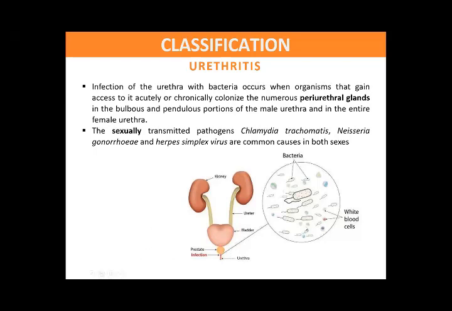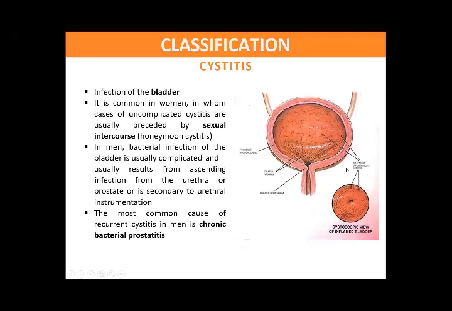If we look at the white blood cells here, these are the bacteria in the urethral infection. Now, what is cystitis? Once you have a urethritis, you can then have a cystitis, which is an infection of the urinary bladder. So that is the infection of the bladder.